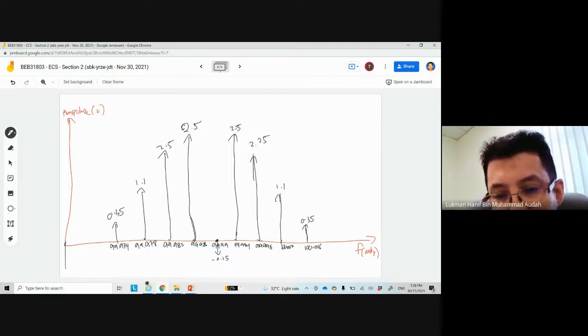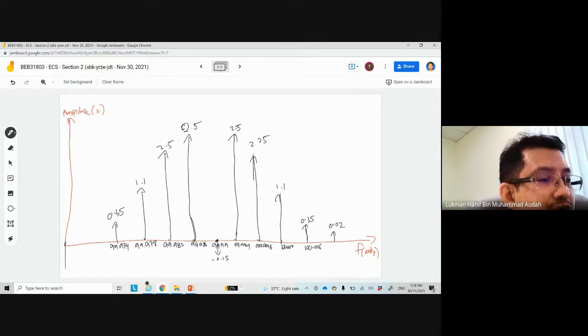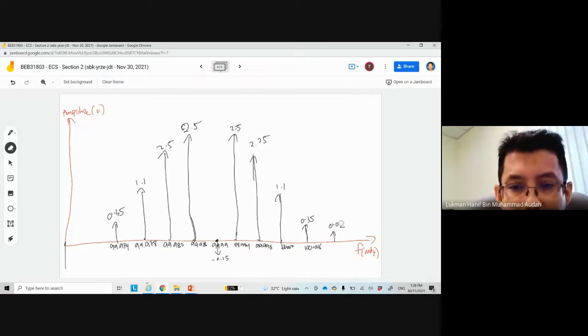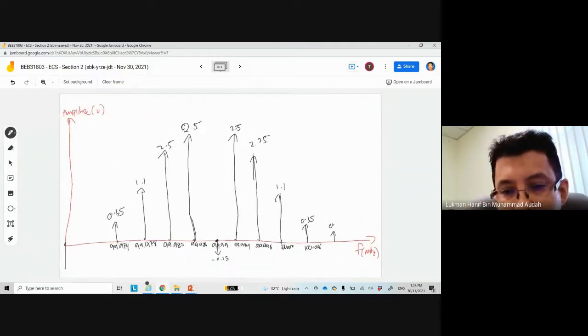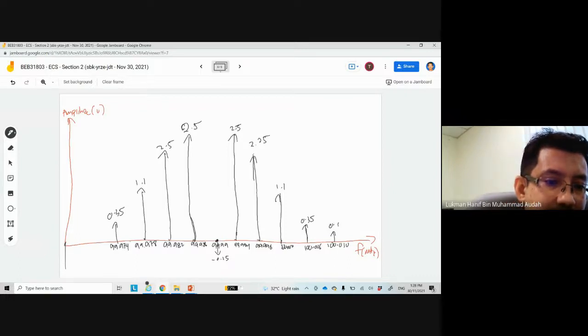The last sideband, the fifth sideband, is at FC plus FM. Sorry, 0.1. Ini kalau kita lihat tadi 0.1. So 0.1 is located at 100.010. Di sini adalah the lower sideband is 99.970. So this is 0.1 volt.